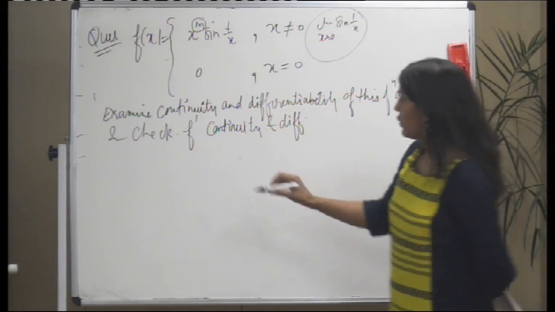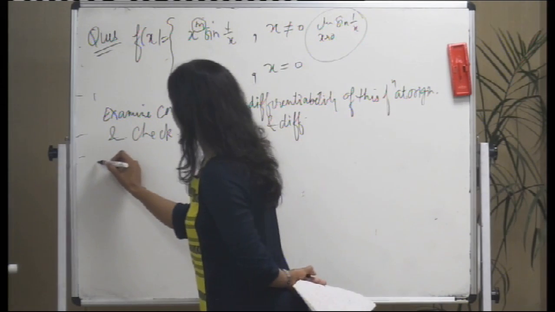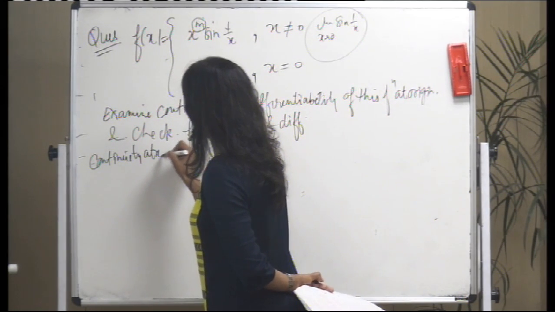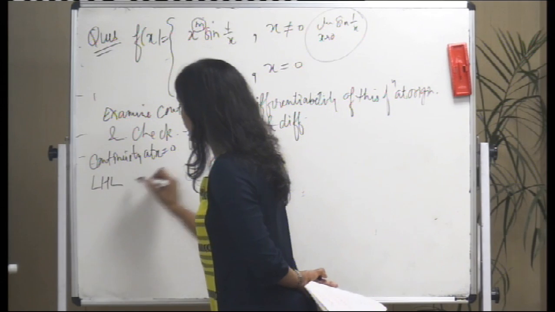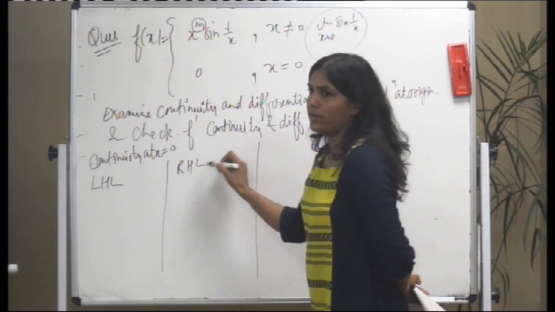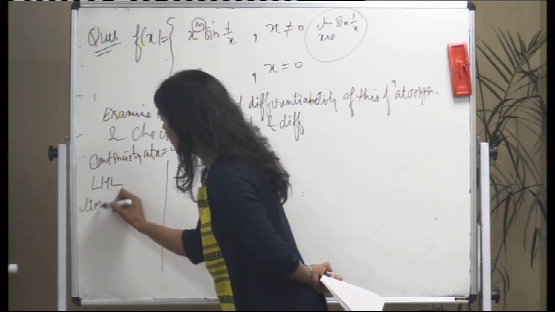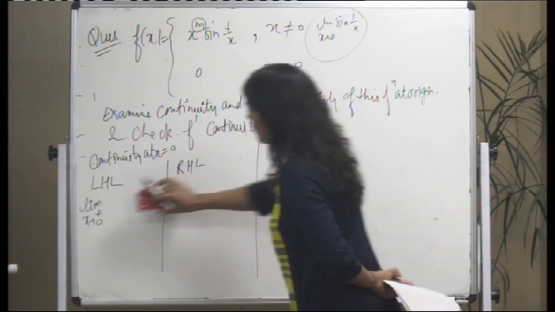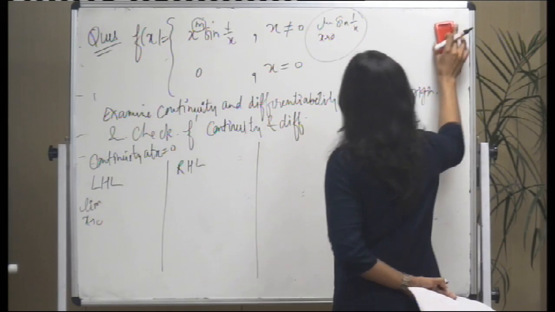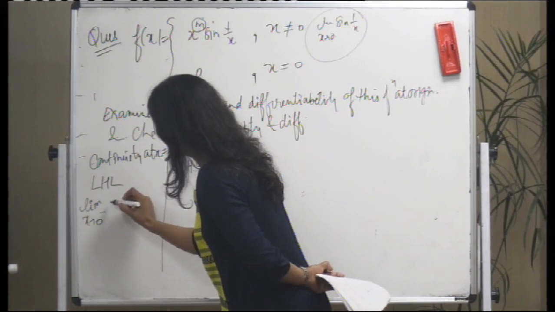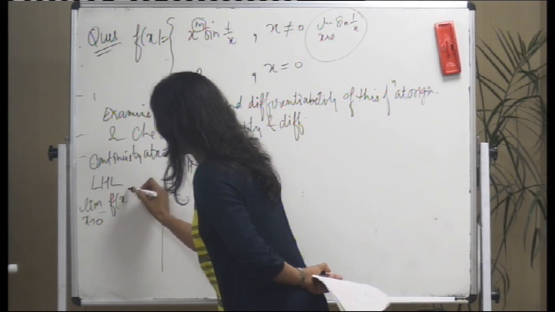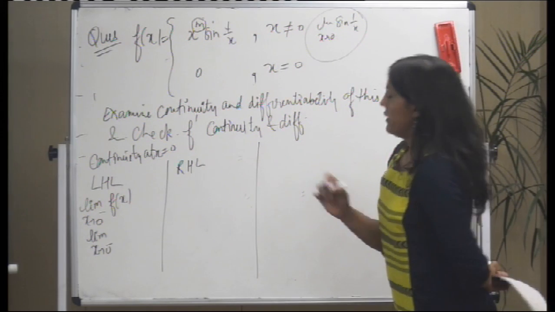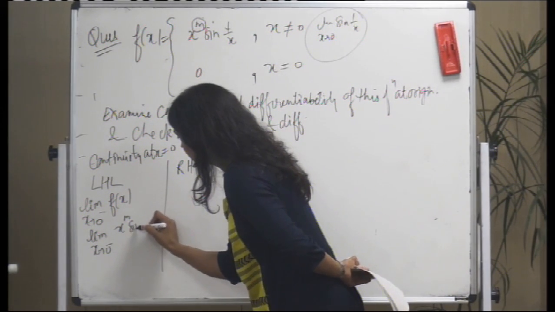Okay, so how will we do it? For continuity at x equal to 0, how will I check? Left hand limit should be equal to right hand limit. So write down the limit as x tends to 0 minus of f(x), and f(x) value is x to the power m times sin(1/x).